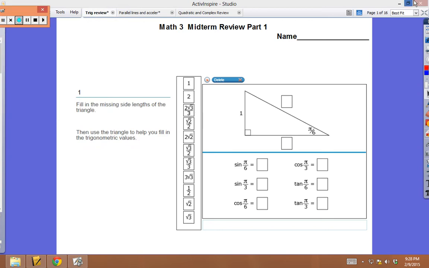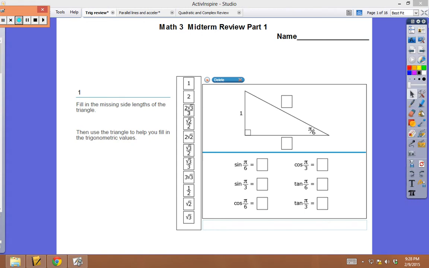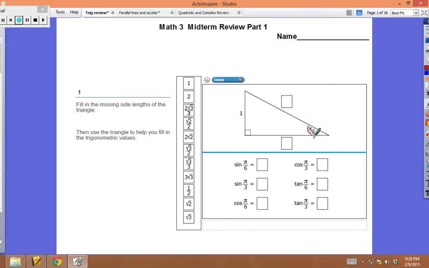Alright, okay, the trig. Make sure your calculator's in degrees, or I guess if you want it to be in radians, make sure you know what it's in. Okay, this problem. First of all, everything is in radians, so unless you're familiar with radians, let's probably convert it to degrees.